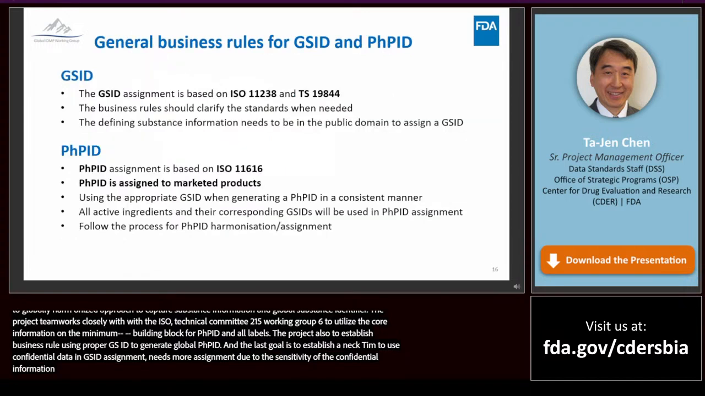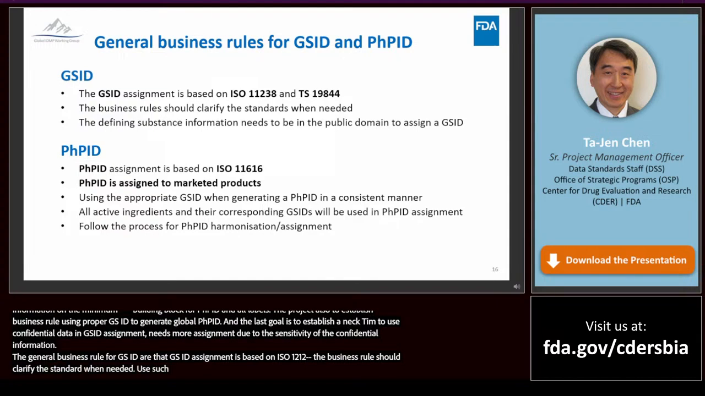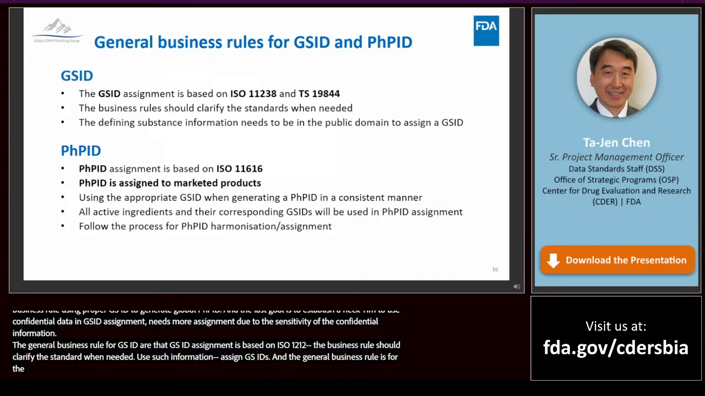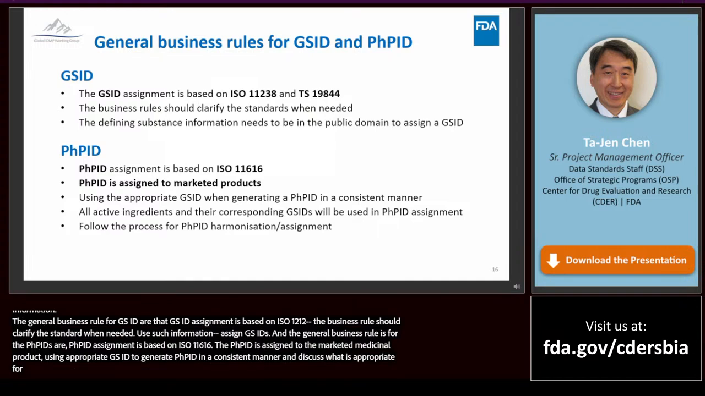The general business rules for GSID are: the GSID assignment is based on ISO 11238 and the related technical specification 19844. The business rule should clarify the standard when needed. Use substance information only from the public domain to assign GSIDs. And the general business rules for the PHPIDs are: PHPID assignment is based on ISO 11616. The PHPID is assigned only to the marketed medicinal product. Using appropriate GSID to generate PHPID in a consistent manner. And we will discuss what is the appropriate GSID for PHPID in the next slide. All active ingredients and their corresponding GSID will be used in the PHPID assignment.